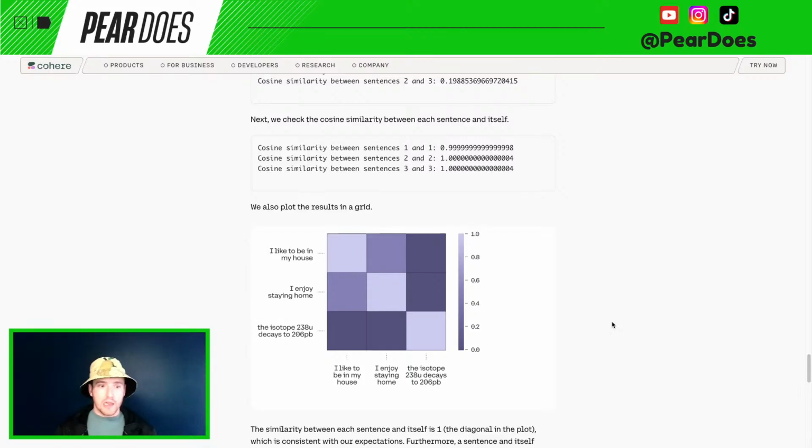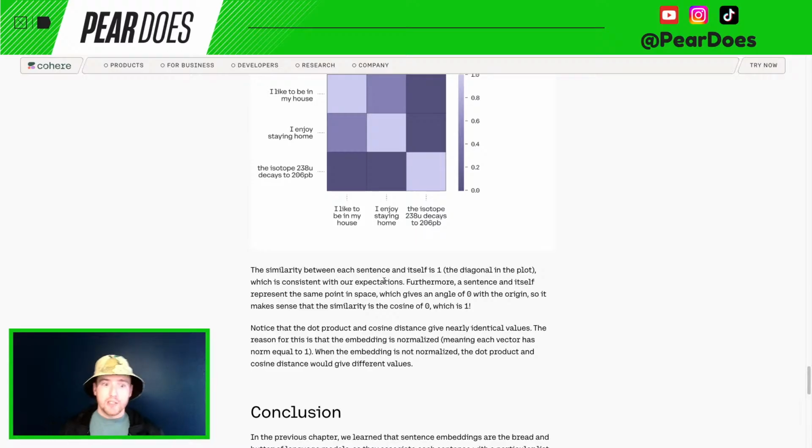Okay, the lighter the color is, the more similar it is to one another. And so "I like to be in my house," right? Very light, looks like a light blue there, is going to be 100% correlated to, you guessed it, the same sentence, "I like to be in my house," in this top left corner here. But "I like to be in my house" is similar to "I enjoy staying home," and we can see that that color situates in that 80% range. And if we go farther down in the bottom left corner, we have a dark blue, which is the isotope 238U, that whole decay thing. So "I like to be in my house" has very little similarity to nuclear decay.